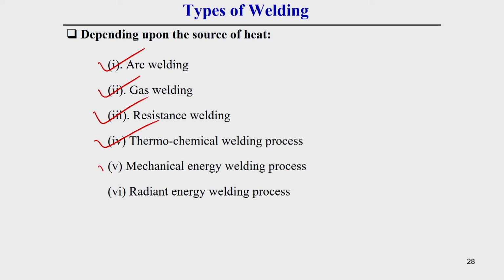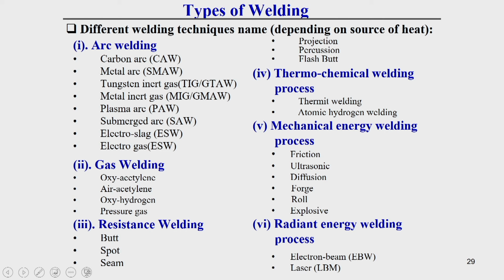This heat also can be from mechanical energy, and this heat can be from radiant energy. So, depending upon this, welding can generally be categorized like this. It can be arc welding process, gas welding process, resistance welding process, thermochemical welding process, mechanical energy welding process, or radiant energy welding process. So, different welding technique names depending upon this is the most important.